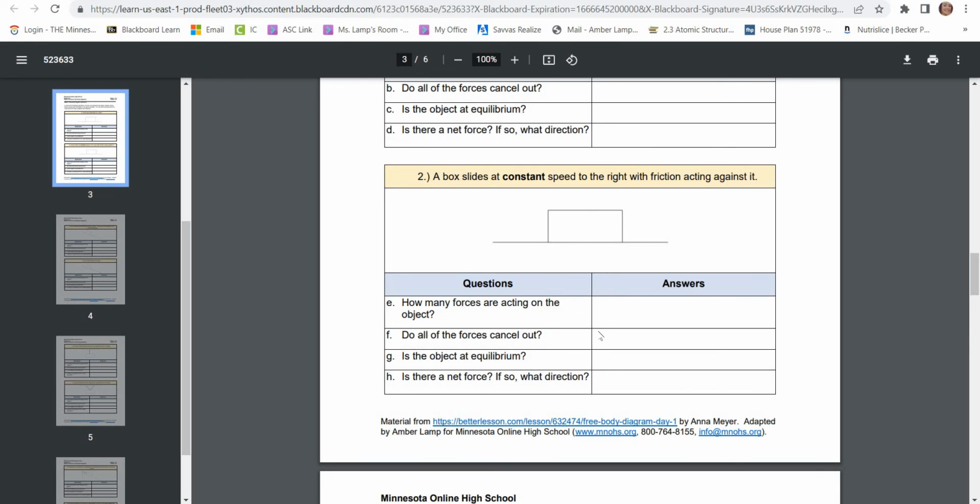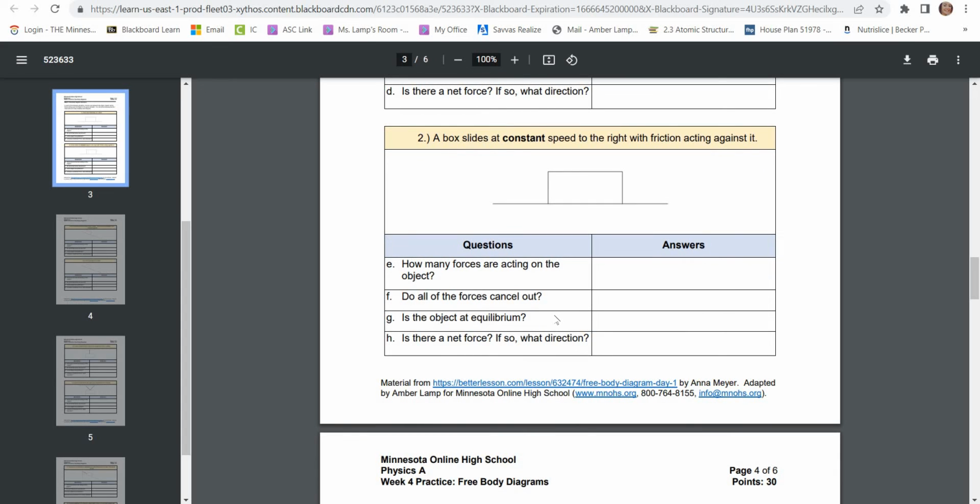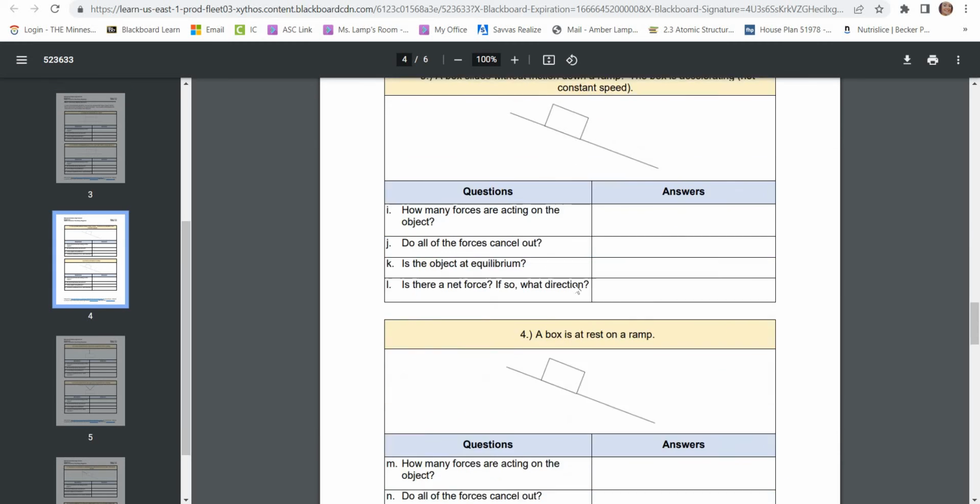Do all the forces cancel out? We can say yes, because there's no net force, meaning they would cancel each other out. If we have a net force of 0, we are at equilibrium. So anytime you put yes to forces cancel out, yes, it would be an equilibrium. So both of these would be yes, or they would be no. They would never be different. And then is there a net force? We said no. And since we don't have one, we don't have to worry about what direction it's going in. Okay, so that's an example of how to answer those bottom ones.